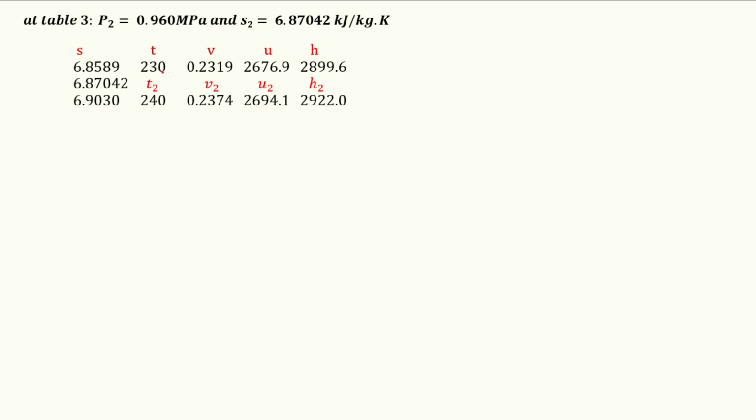Ang temperature dyan is 230. Specific volume is 0.2319. Specific internal energy is 2,676.9 and the specific enthalpy is 2,899.6. At entropy natin, 6.9030, ang temperature dyan is 240. Specific volume is 0.2374. Specific internal energy is 2694.1 and specific enthalpy is 2922.0. Okay, so interpolation to.